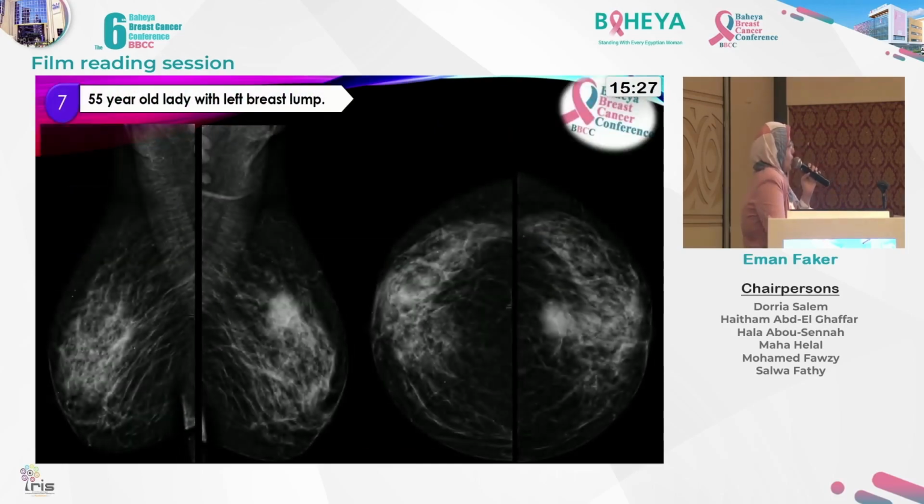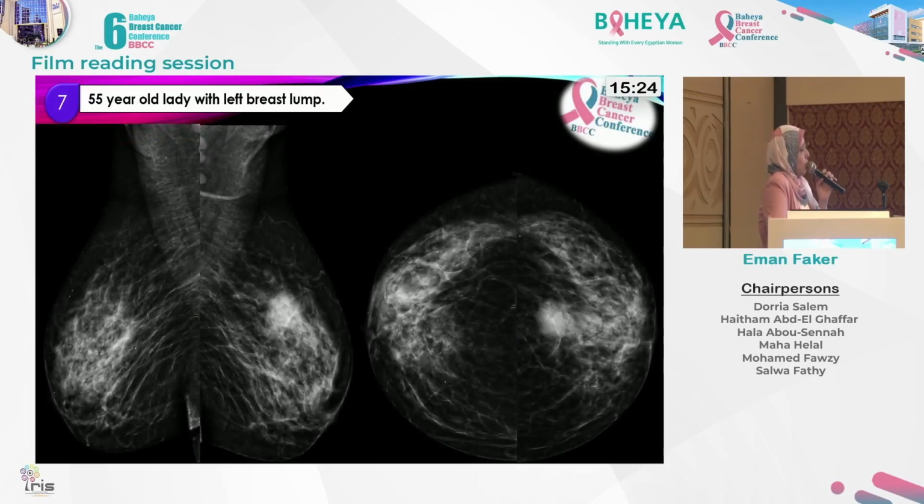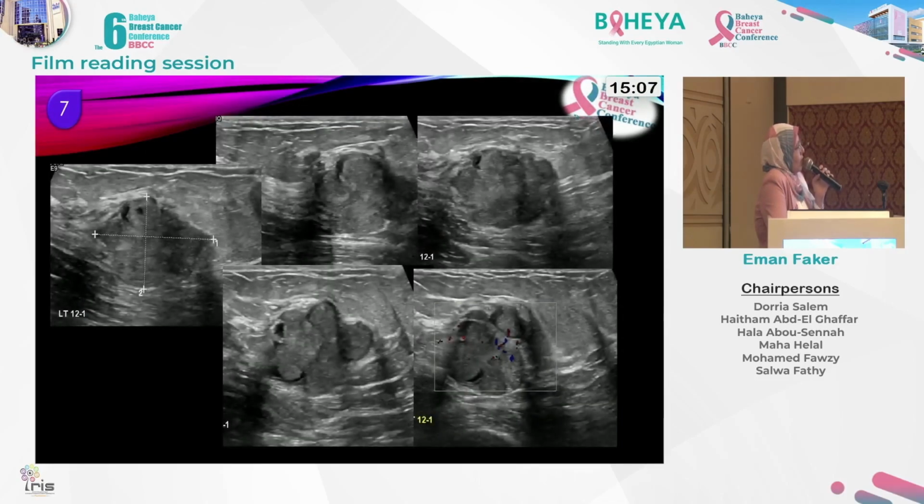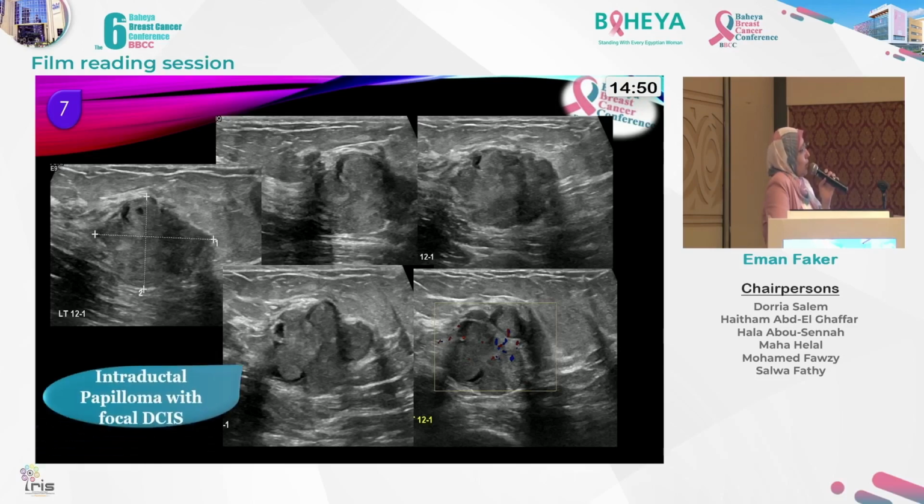This is a 55-year-old lady coming with a left breast lump. We can all see here the abnormality. This is the lesion. To zoom it up, we can see this is a rather well-defined lesion of intermediate density. The ultrasound showed that the lesion is well-defined, but there is hypoechoic heterogeneous echogenicity with increased vascularity, which led us to upgrade the BI-RADS to 4A and take a biopsy. This turned out to be an intraductal papilloma, again with focal DCIS.